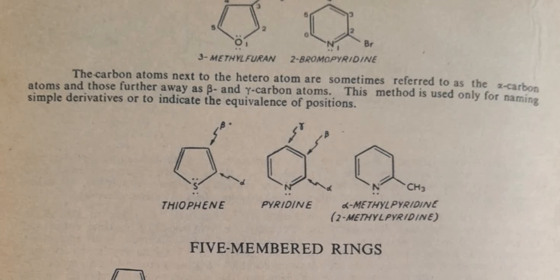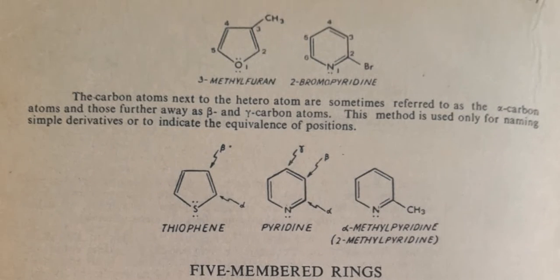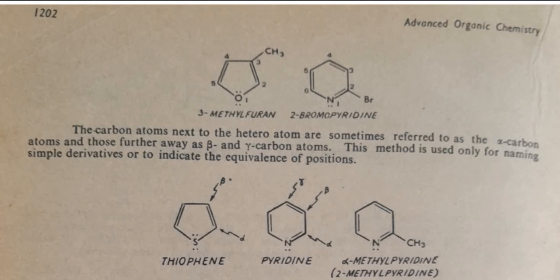So let us learn one nomenclature here. Always you start numbering from the heteroatom. You see oxygen 1 and then 2, 3. So 3 has a methyl group, so 3-methylfuran. Here 2-bromopyridine.